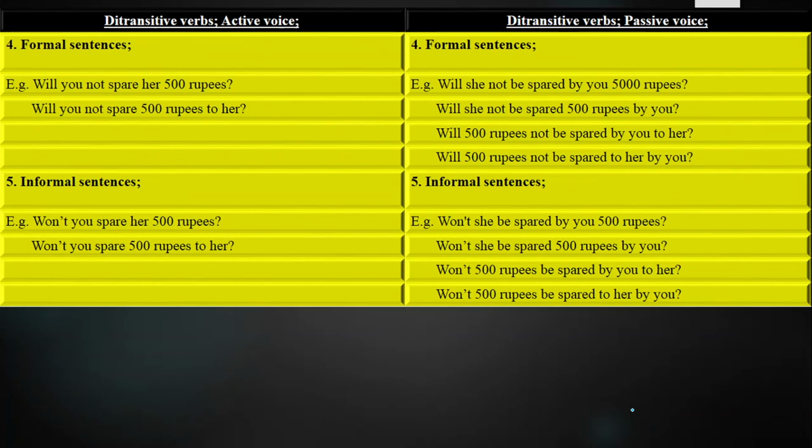Next we have got the formal sentences. Those sentences in which we ask questions, deny the statement, and we ask them in a formal and polite way are called formal sentences. Will you not spare her 500 rupees? Will you not spare 500 rupees to her? Will she not be spared by you 500 rupees? Will she not be spared 500 rupees by you? Will 500 rupees not be spared by you to her? Will 500 rupees not be spared to her by you?